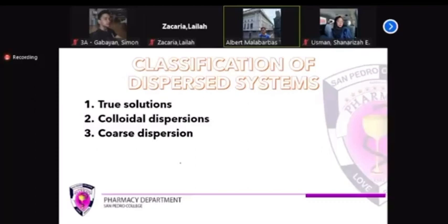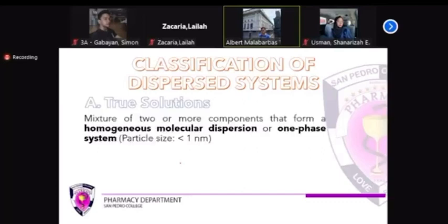Next, the classification of your dispersed system. Dispersed system, it's under the liquid state pa rin tayo ha. So there are three types: true solution, colloidal dispersion, and coarse dispersion. So by description, what are they? For your true solution, it is a mixture of two or more components that form a homogeneous molecular dispersion or a one-phase system. So the particle size, it's around less than 1 nanometer lang for true solution.